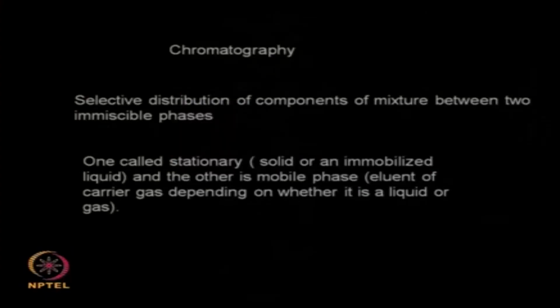So you have a solid phase, or it is called an immobilized phase, or it is called a stationary phase. Then we have a liquid phase or a mobile phase, it is an eluent, and the carrier gas or a fluid, both can be there. So if it is a gas, then we call it a gas chromatography. If it is a liquid, we call it a liquid chromatography.